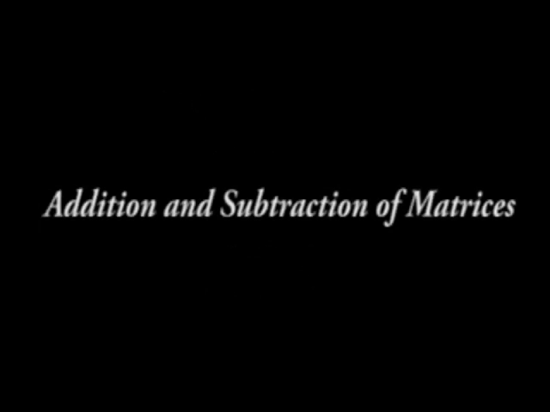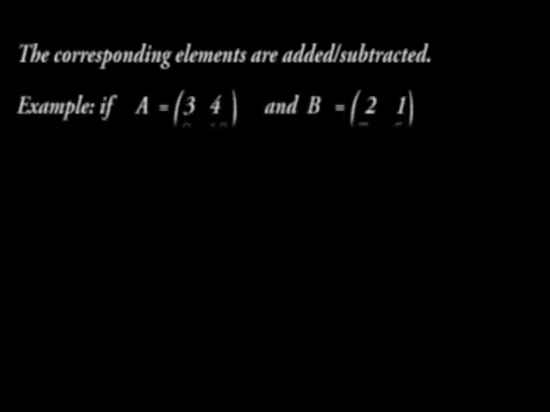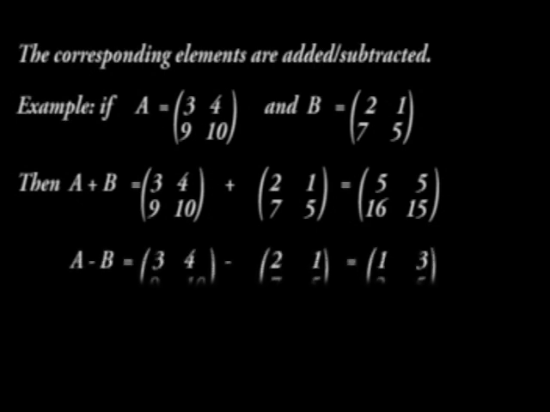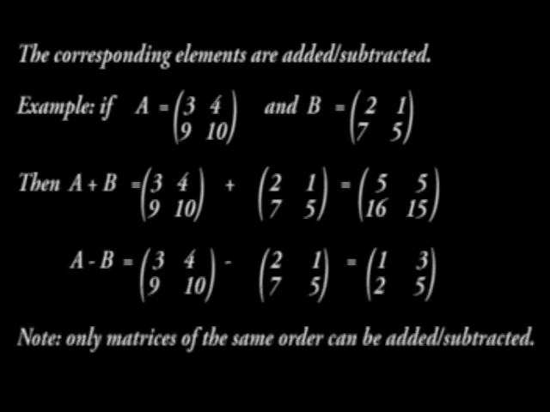Addition and subtraction of matrices. In addition and subtraction, the corresponding elements are simply added directly. For example, if A is 3, 4, 9, 10 and B is 2, 1, 7, 5, A plus B is given by 3, 4, 9, 10 plus 2, 1, 7, 5 and is equal to 5, 5, 16, 15. Similarly, A minus B is given by 3, 4, 9, 10 minus 2, 1, 7, 5, giving us 1, 3, 2, 5. Note that only matrices of the same order can be added or subtracted.